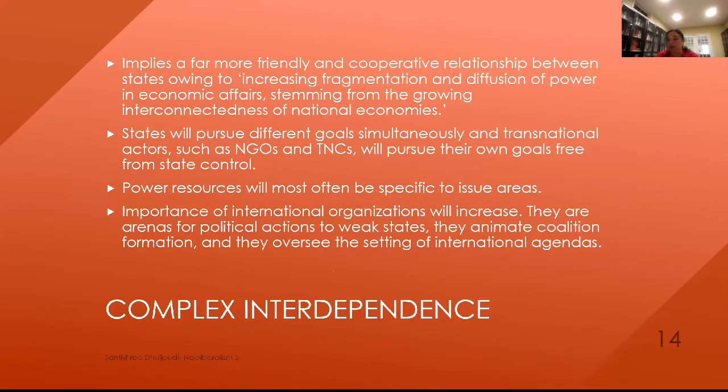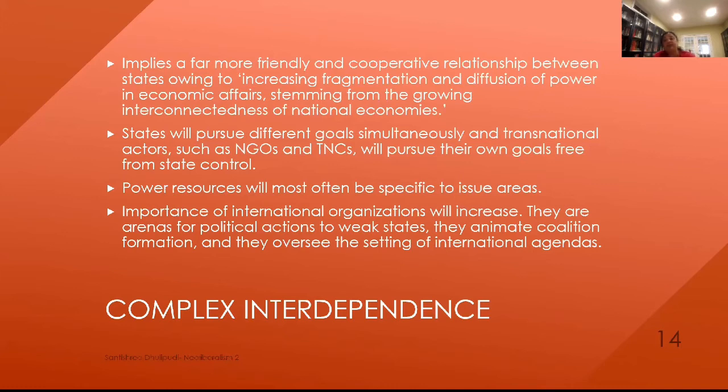It implies a far more friendly and cooperative relationship between states owing to increasing fragmentation and diffusion of power in economic affairs, stemming from the growing interconnectedness of national economies. States will pursue different goals simultaneously, and transnational actors such as non-governmental organizations, or NGOs, and transnational corporations, both of which are not accountable, are private players, are non-state actors, and are not transparent, will pursue their own goals free from state control.